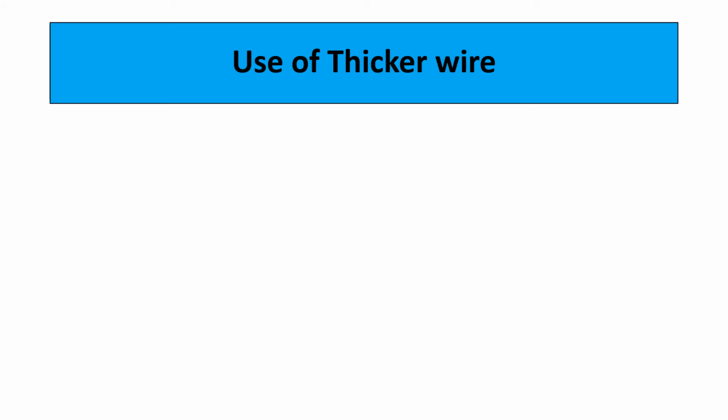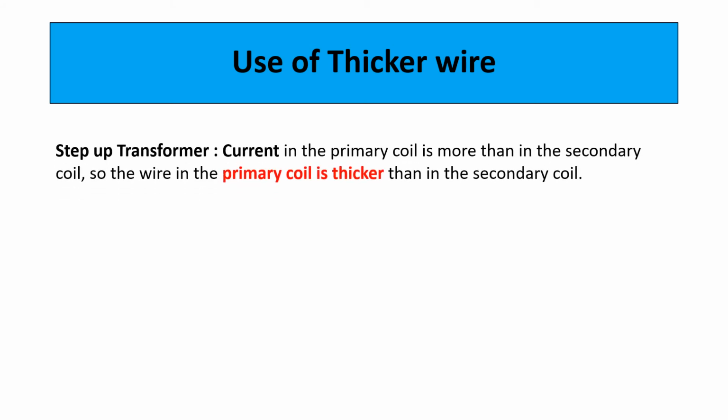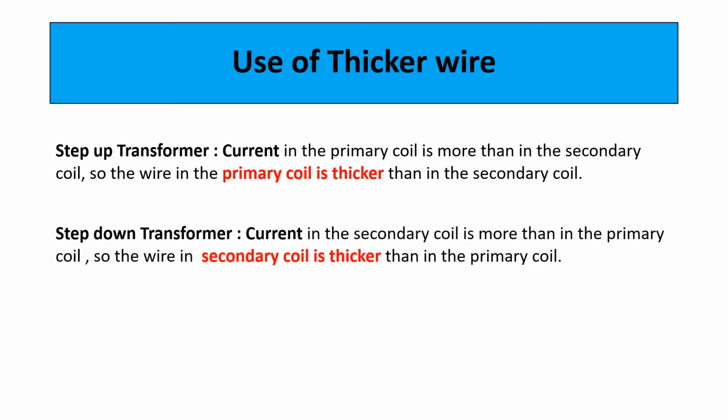Can you name the coil of which the wire is thicker in a step up transformer and in a step down transformer? For a step-up transformer, current in the primary coil is more than in the secondary coil. So the wire in the primary coil is thicker than in the secondary coil. What about step-down transformer? For a step-down transformer, current in the secondary coil is more than in the primary. So the wire in the secondary coil is thicker than in the primary coil.